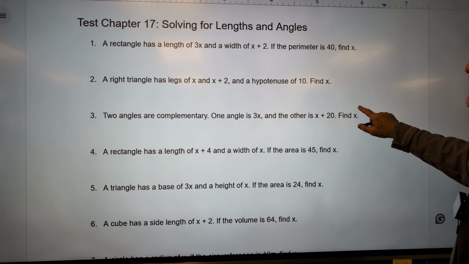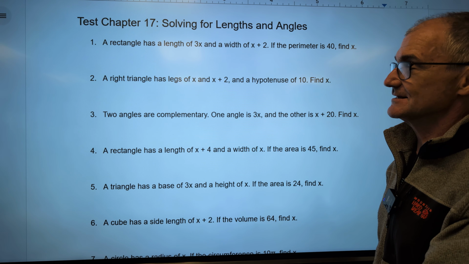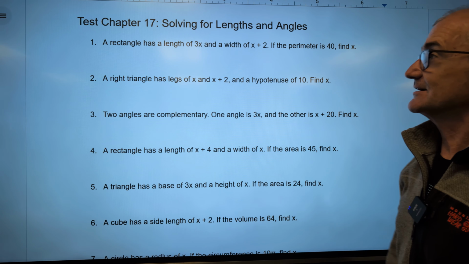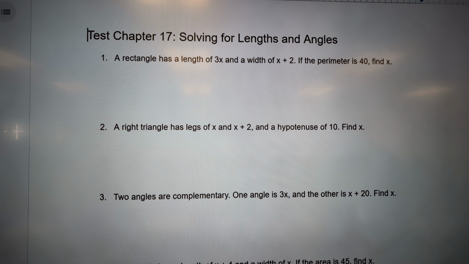All right, here's the test right here. Go ahead and pause the video, work your way through this test, unpause the video, and watch how I do it. These are pretty hard. All right, let's go over this test on chapter 17, solving for length and angles.